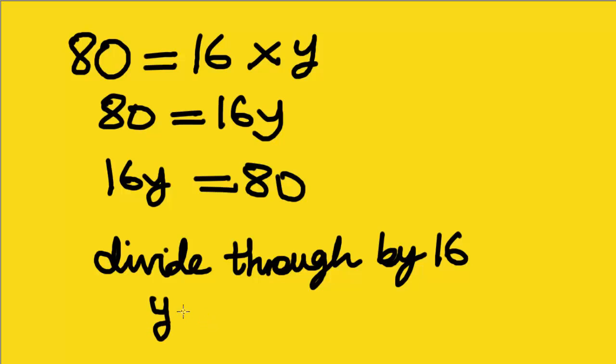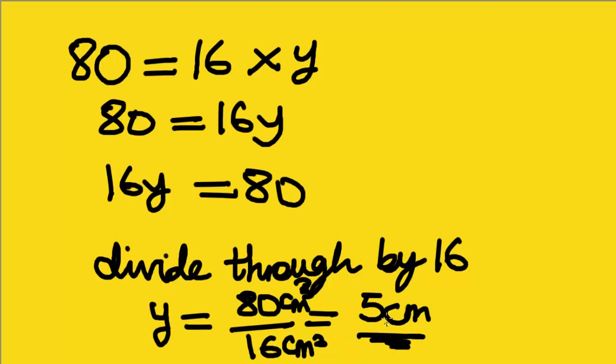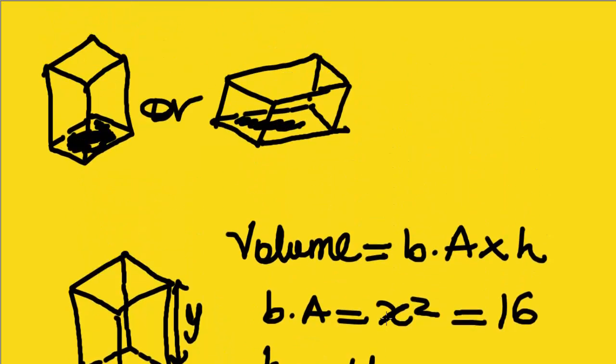To give y is equal to 80 over 16, and that will be 5. So 5 centimeters. Because recall 80 is 80 centimeter cubed, and 16 is an area, centimeter squared. So this is cubed, by the way. So we have 5 centimeters of the length, y, the height of the cuboid.